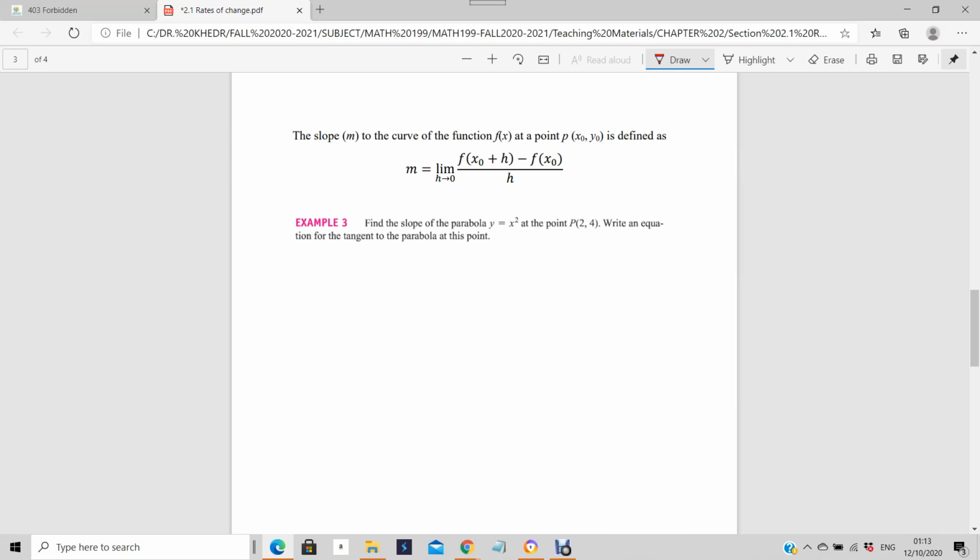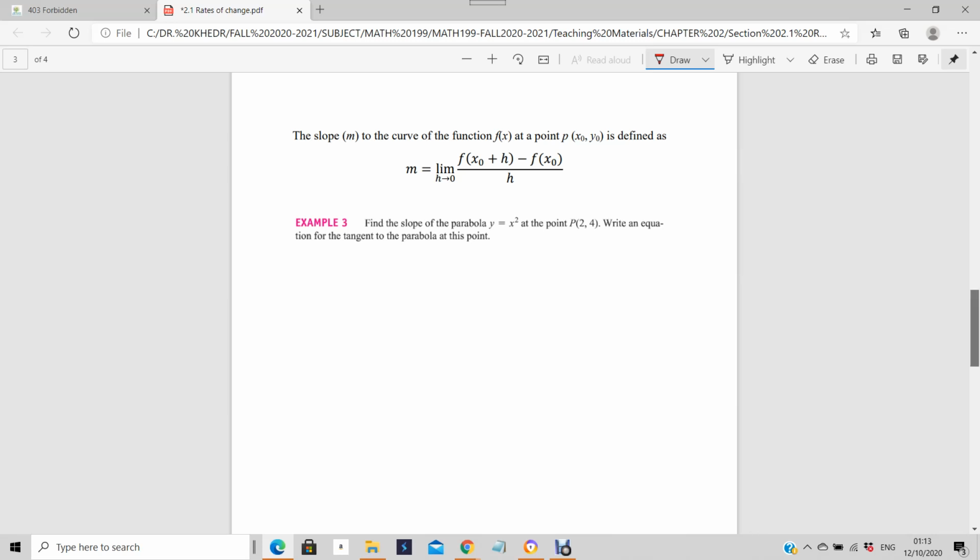So we'll call this the slope to the curve of the function, or the slope of the tangent line. Okay? The slope of the tangent line. In other words, we can say the slope of the tangent line is equivalent to the limit of the average rate of change as h goes to 0.